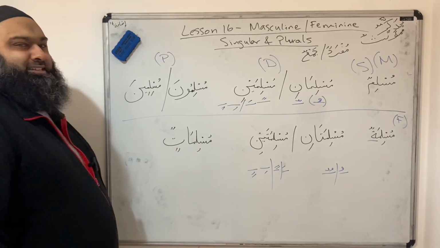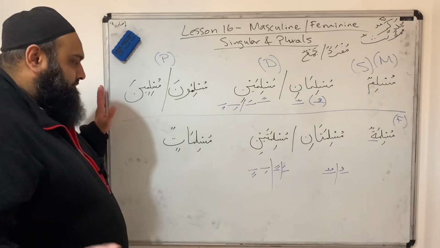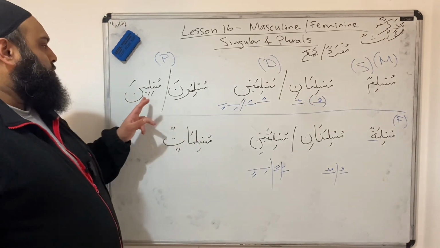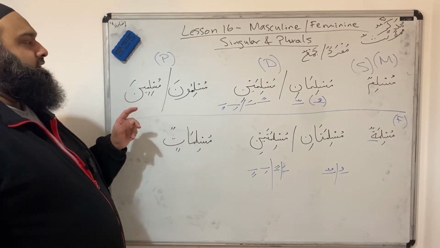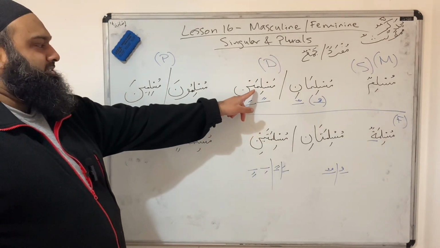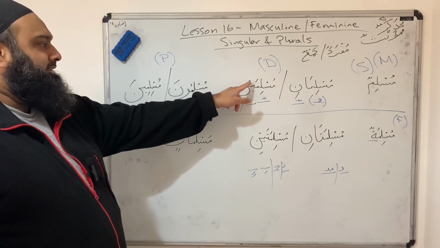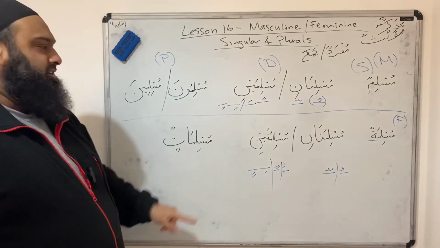So now we come on to the jama', three or more people. This is called jama' mudhakkar salim. You don't need to worry about that, just don't worry about it. Muslimuna and muslimina. The difference here is that this has a fatha and that has a sakin, and then there's a noon with a kasra.